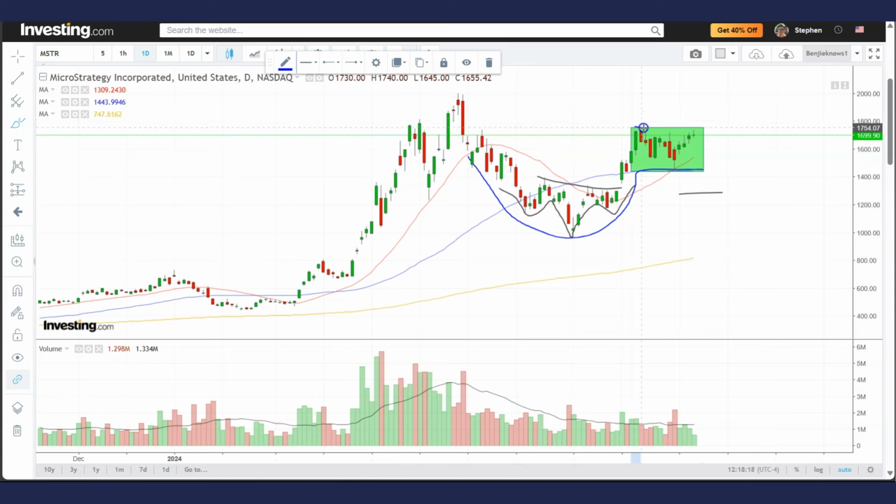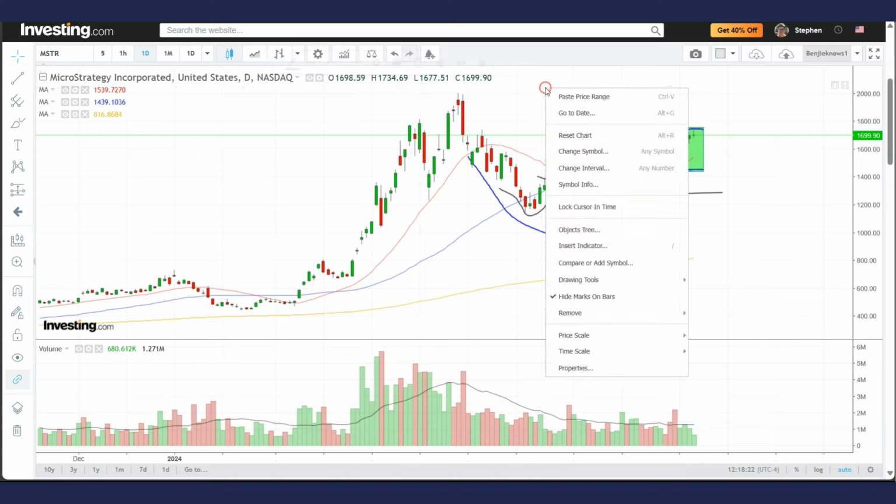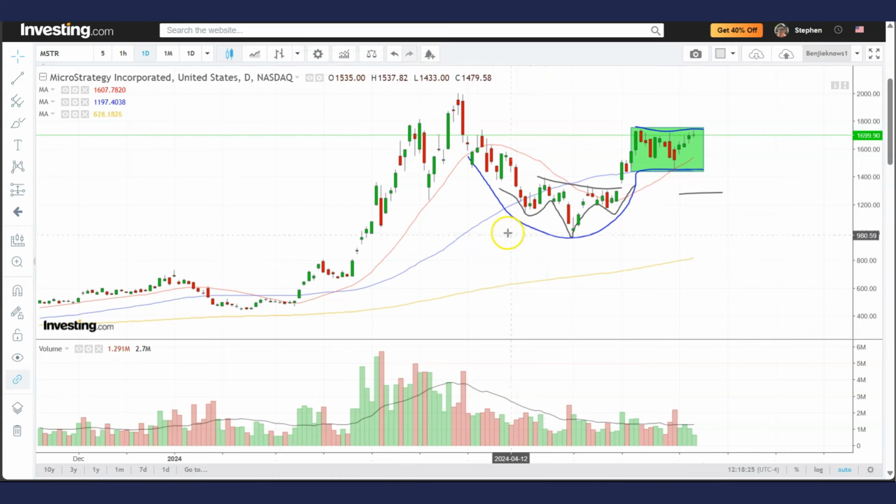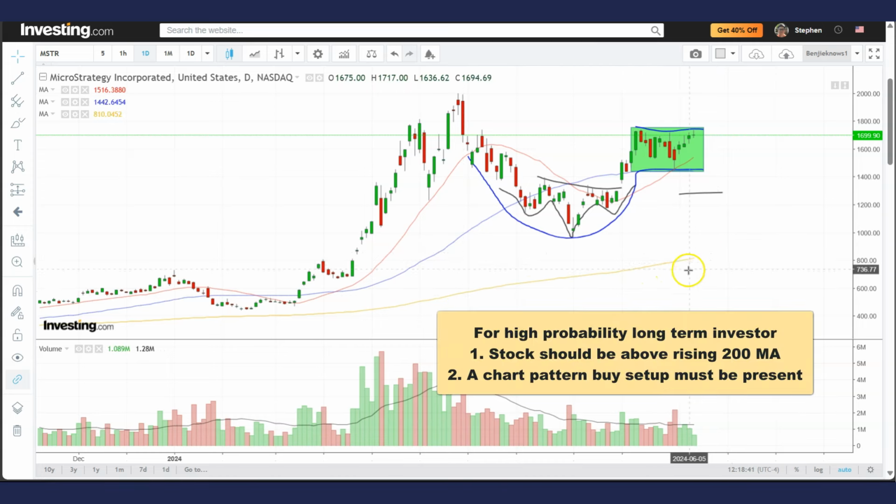Forgive me for my drawings, it's not very good, but I guess you can see the drawings here. This is the cup, this is the handle, and we have a bullish cross, and if the stock breaks above here, then this will be a buy point. So for long-term investors, the first criterion, the stock is above the rising 200 MA, is met.